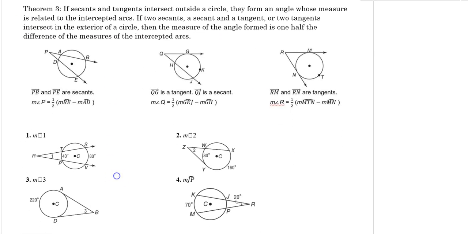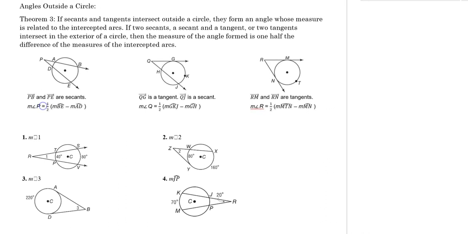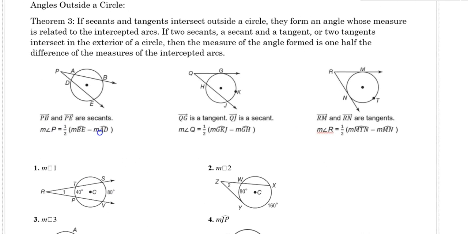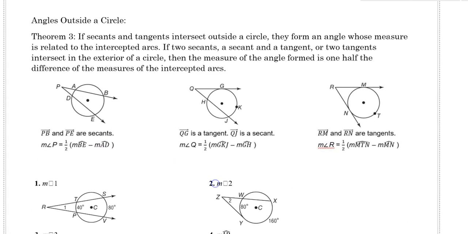Now we're looking at angles outside a circle. If secants and tangents intersect outside a circle, they form an angle whose measure is related to the intercepted arcs. If two secants, a secant and a tangent, or two tangents intersect in the exterior of a circle, then the measure of the angle formed is 1/2 the difference of the measures of the intersected arcs. So if they're outside, you subtract. That's really the only different rule. If they're inside, most of the time you add.